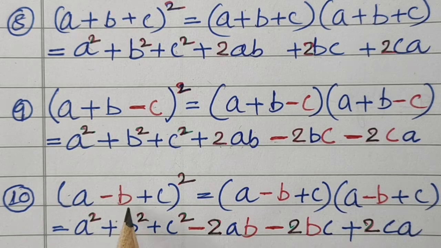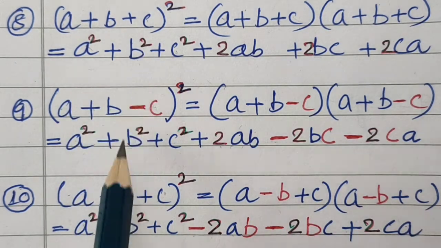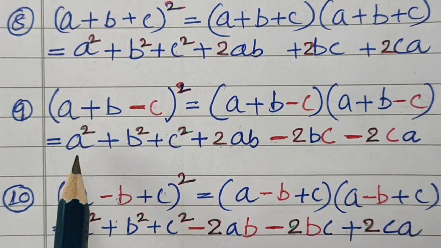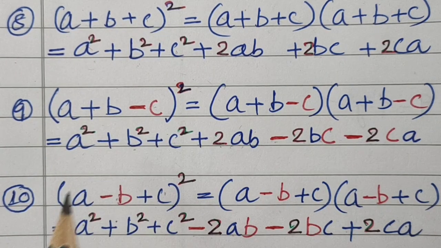(a − b + c)² is equal to (a − b + c)(a − b + c). a² + b² + c². Anything you multiply with −b will become minus: −2ab, −2bc, +2ca. So a² + b² + c² − 2ab − 2bc + 2ca. In all three parts, the first three terms remain the same: a² + b² + c².